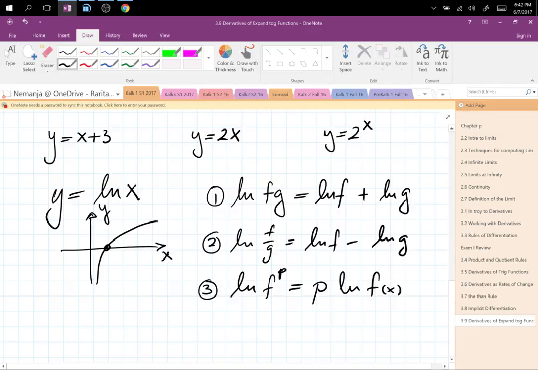Now you need to know these 3 rules to be able to solve not implicit differentiation, logarithmic differentiation. So they will play a crucial role.